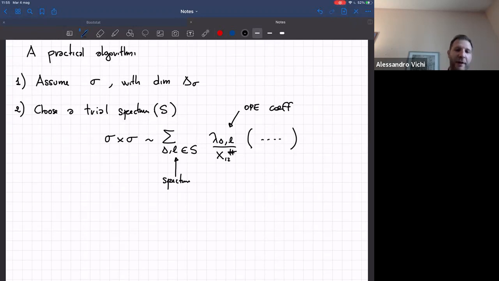So we don't need to specify the spectrum for all the theory, at least at the beginning, because we will focus only on a finite number of correlation functions. And we saw that this correlation function crossing equation involves only certain OPEs. So we only need to specify those OPEs.